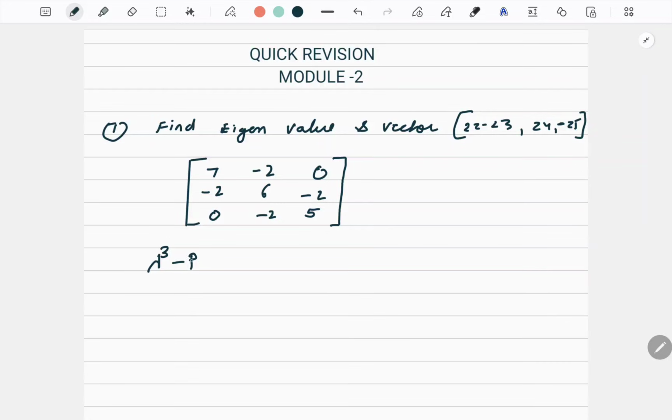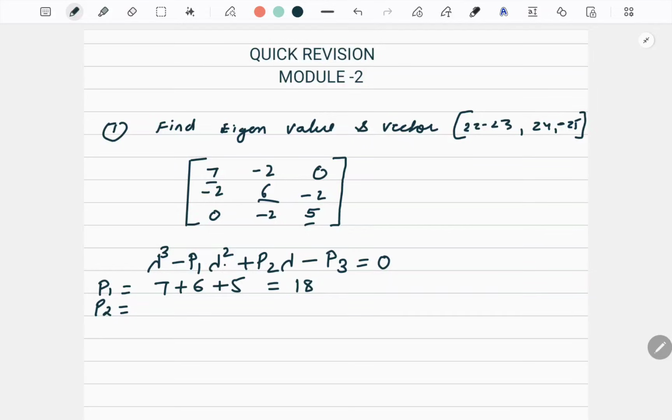Lambda cube minus p1 lambda square plus p2 lambda minus p3 is equal to 0. Now what is this p1? P1 is the trace. Trace means sum of diagonal elements. So here 7 plus 6 plus 5. So this becomes 11, and 11 plus 7 is 18.